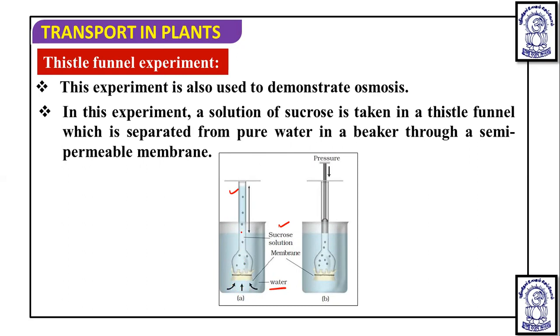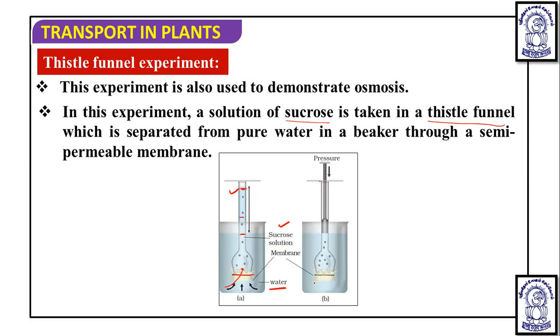So in this experiment, a solution of sucrose is taken in a thistle funnel, which is separated from the pure water in a beaker. This is a semi-permeable membrane. When osmosis takes place, water will enter from the beaker into the funnel, and the sugar solution level increases. Suppose it was initially up to this level, but now it has increased up to this level, which shows that osmosis has occurred.